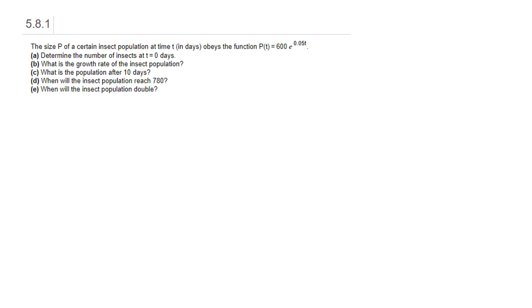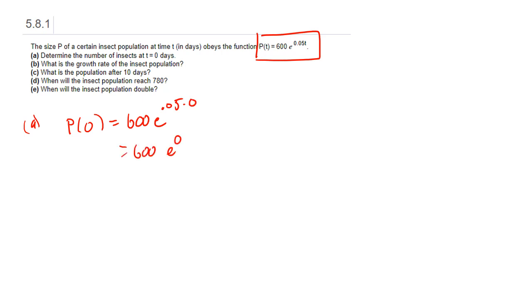So we are given an exponential function right here that models the population, P, of an insect population after t days. Okay, so if I want to determine the number of insects at t equals 0 days, I really just have to plug in t equals 0. So P of 0 equals 600 e to the 0.05 times 0. Now here I end up with e to the 0, and e to the 0 is 1. Anything to the 0 is 1, except for 0 to the 0, which is undefined. So here we end up with 600. So P of 0 is 600. The population begins at 600 insects.